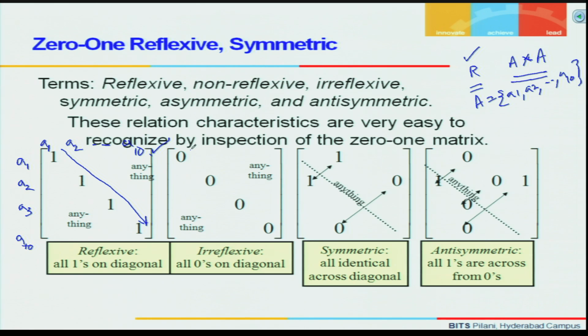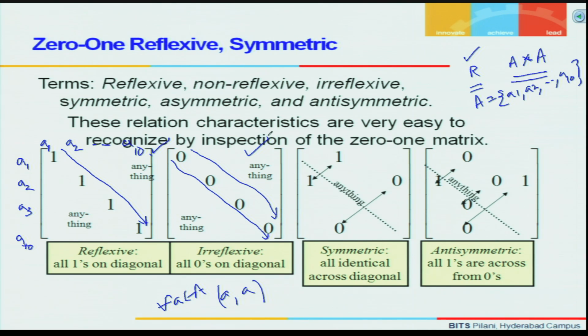And if all the diagonal elements are 0, then I say that it is irreflexive, because A comma A is always belonging to the complement of the relation R. That is why none of the diagonal elements has 1 as its value. All A comma A for all A in the set A belong to the complement of this relation that is given to us. That is why all the diagonal elements assume the value 0. Hence I say this relation, which has been represented in the form of a 0 1 matrix, is irreflexive.